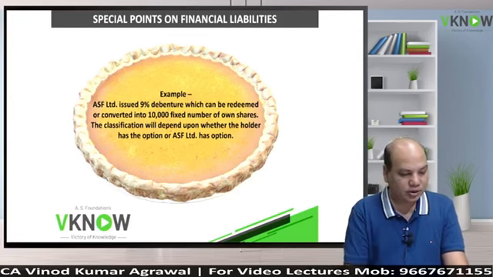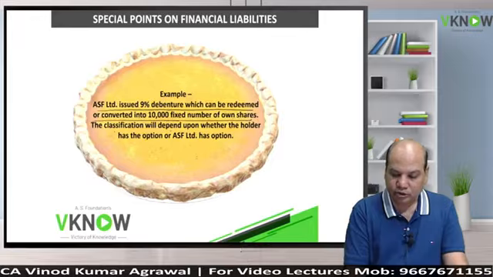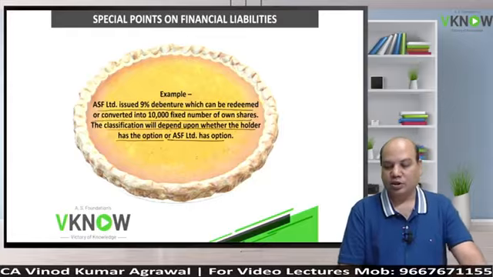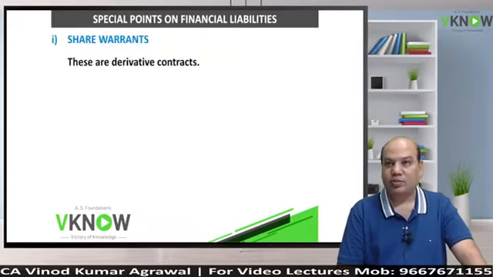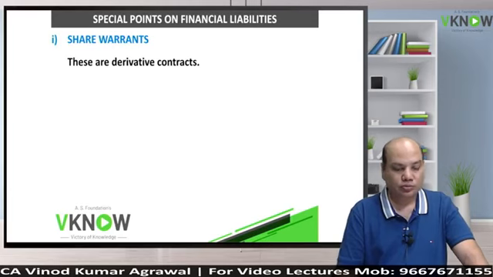Example. Is the example printed? Yes. ASF Limited issued a 9% debenture which can be redeemed or converted into a fixed number of its own shares. The classification will depend upon whether the option is with the holder or with the entity. If the option is with the entity, you have to see whether it is in the money or out of the money, and what ASF wants to do.